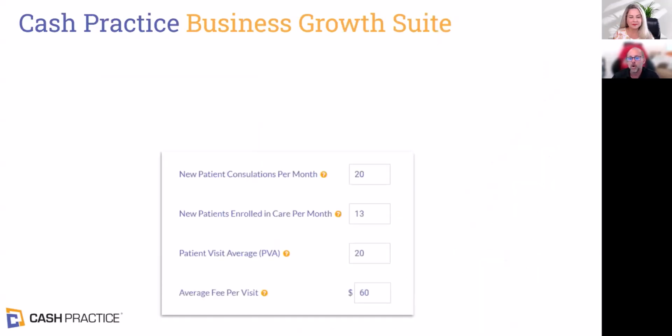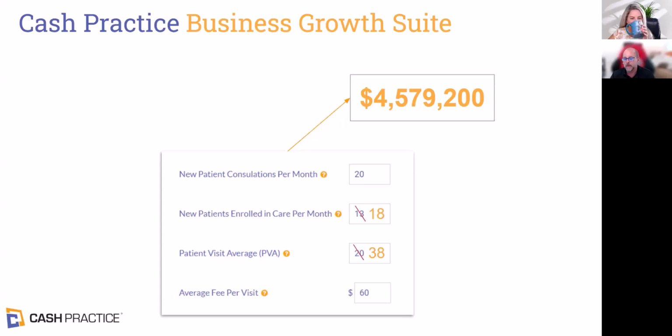So again, the goal was, we went from 13 out of 20 new patients enrolling and a 20 PVA to a 38 PVA, and resulted in almost $4.5 million of revenue. That literally should be exciting you right now.